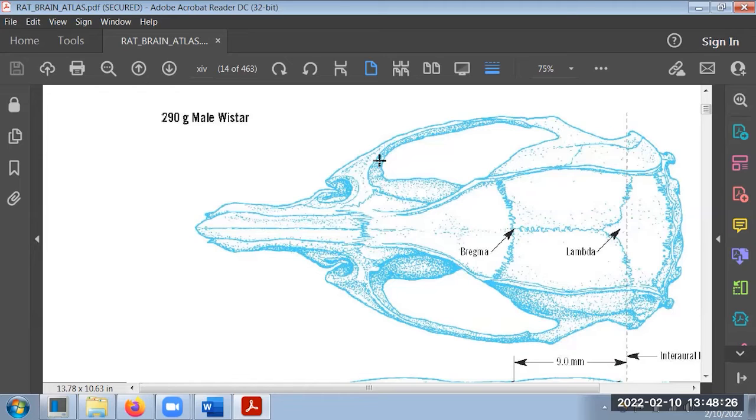So we have things zeroed out at bregma, and then we figure out how much we want to change the coordinates in order to target the brain region that we want to do something to. Any questions or comments so far?